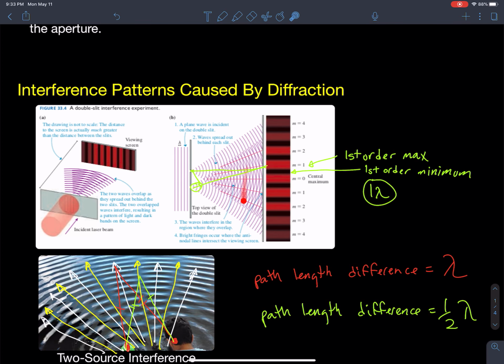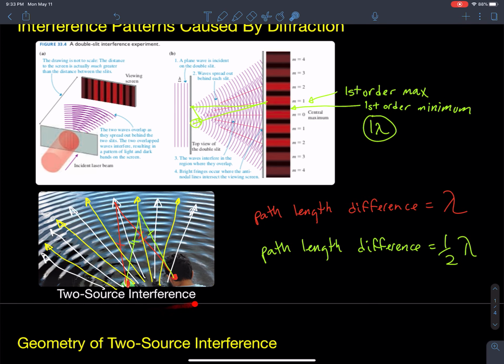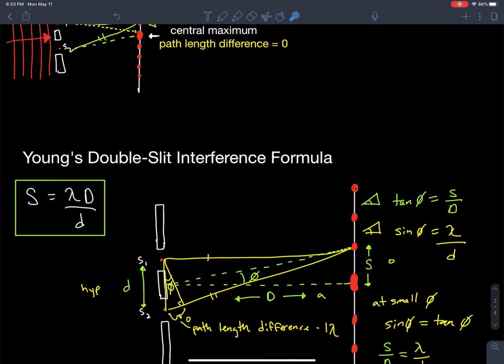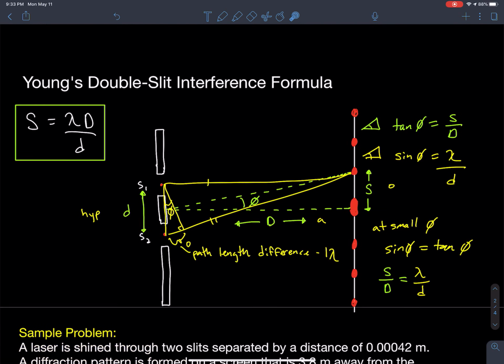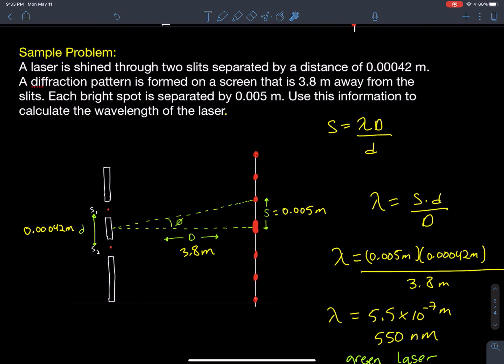We explained why the diffraction patterns happen because of two-source interference, which we talked about in a previous video. That really relies on understanding path length difference between sources of waves. The path length difference has to be a whole wavelength for constructive interference or half a wavelength for destructive interference. We talked about the geometry. We talked about using Young's double slit equation to calculate the wavelength or the separation of dots if I know some of these variables, and for the HLs we derived how this equation comes about. It's worth practicing, and then we went through a practice problem. All right, good luck.